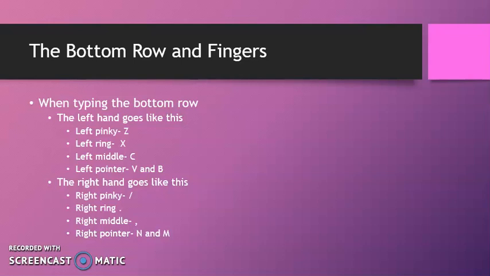On the right hand, the right pinky will reach from the semicolon down to the forward slash. The right ring finger will reach from L down to the period. The right middle finger will reach from the K to the comma. And then the right pointer or right index finger will reach from the J down to the N and to the M.